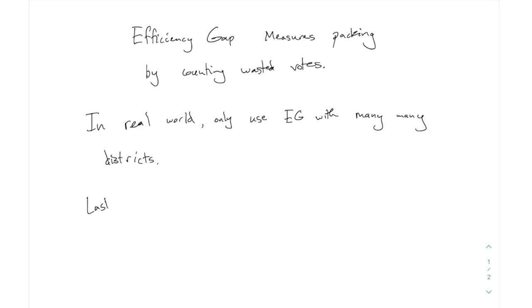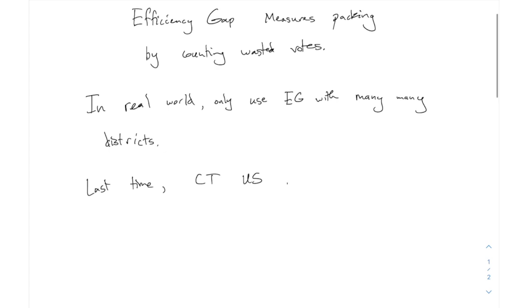At the end last time, we did the Connecticut U.S. House districts, of which there are five. And we found that the efficiency gap was something like around 25%. That number actually is way too high. In the real world, this would be regarded as an absurdly large efficiency gap. But with only five districts, nobody would take this statistic seriously. If you did get 25% in a state with 100 districts, that would be regarded as super unfair in terms of packing.